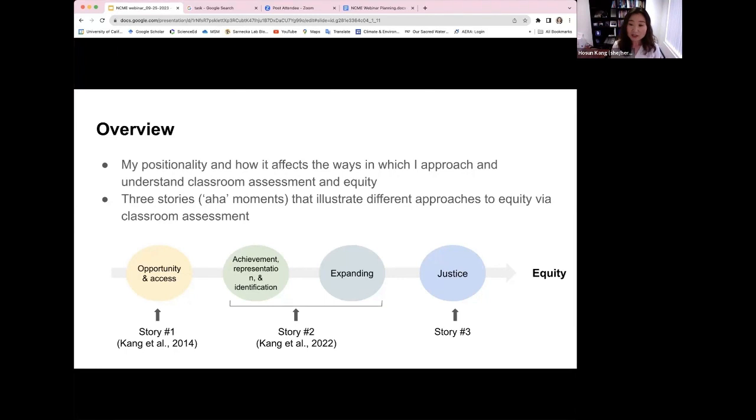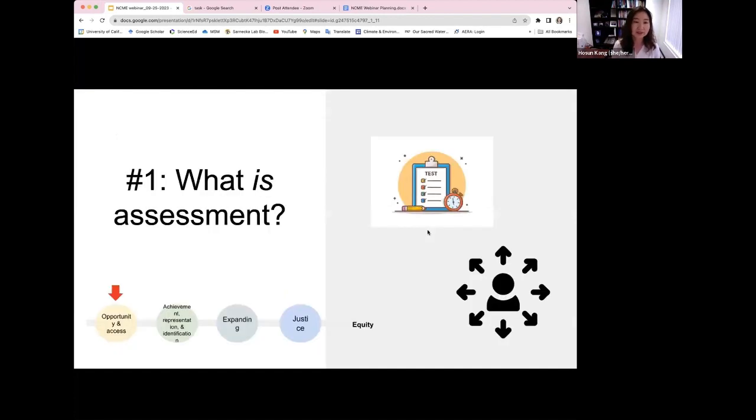So in this talk, I'm going to share 3 stories, and each story came from various research projects that I got involved in at different stages of my career. And each story illustrates how my work with assessment, either intentionally or unintentionally, foregrounds one of the 4 equity approaches presented in the early part of this presentation. So the first story, the title is What is Assessment? This story is highlighting the first approach to equity.